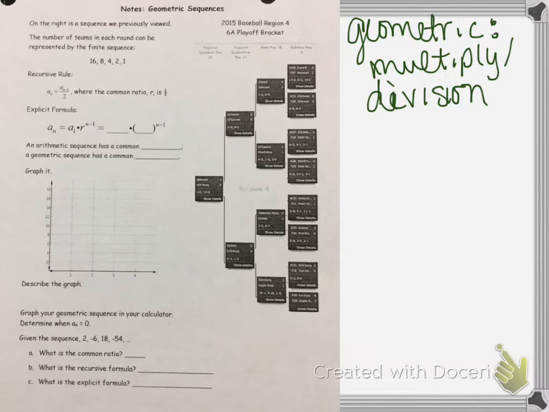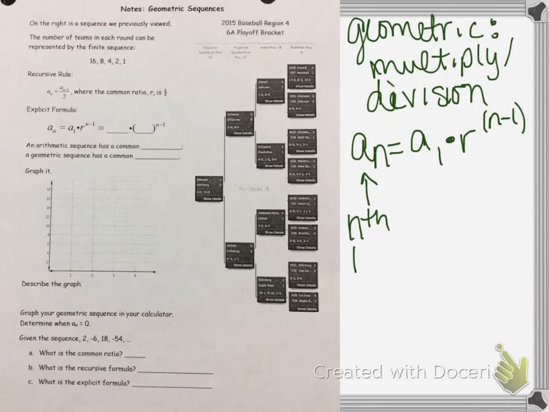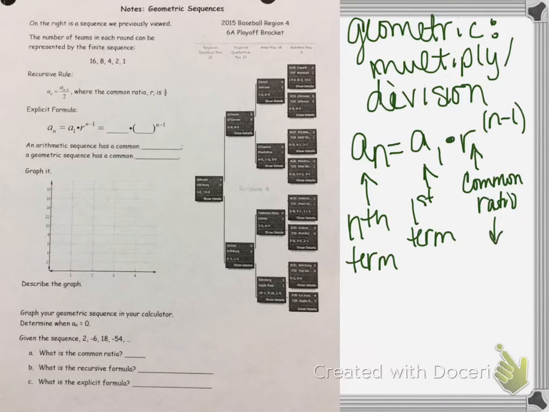I want you to keep in mind the format for this is a sub n is equal to a sub 1 times r to the n minus 1 power, where a sub n is our nth term, so whatever term we're talking about, the 15th, the 20th, whatever. A sub 1 is just like before. This is our first term. R is going to be our common ratio, and that is going to be our multiply or divide number.